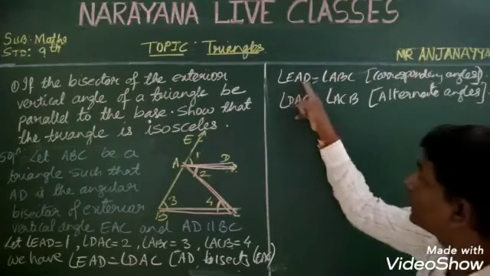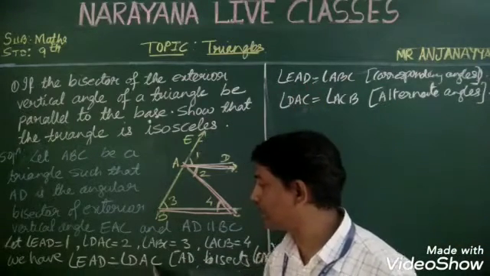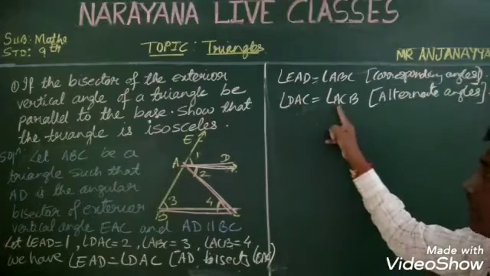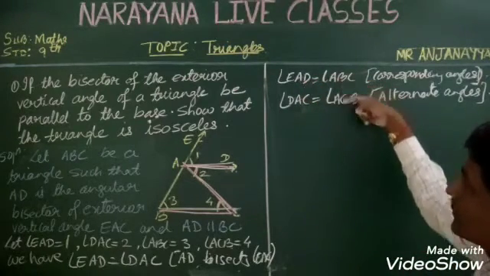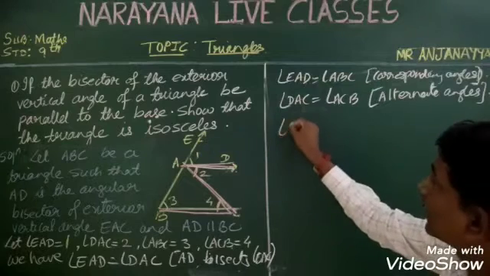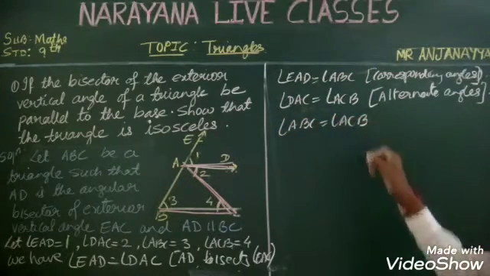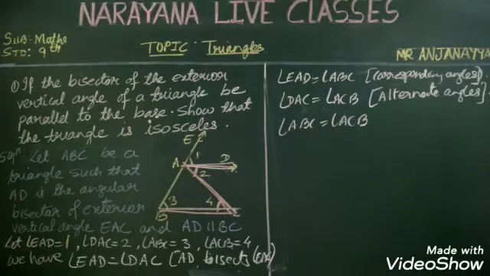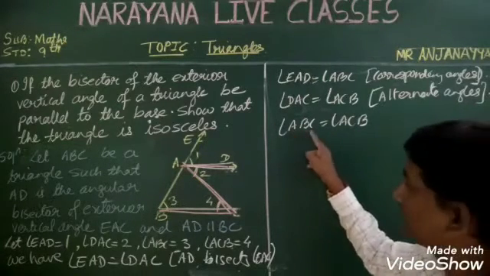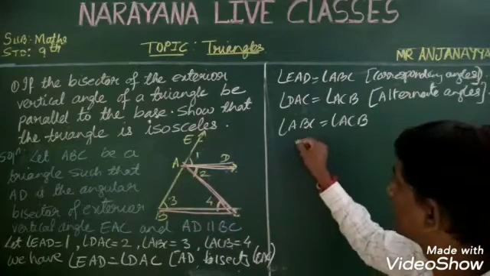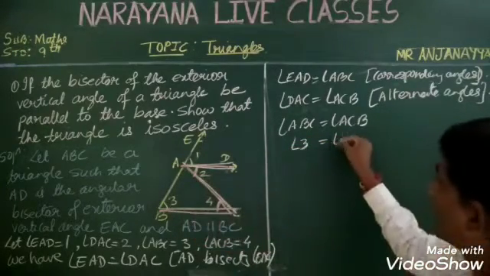Now what do you know? EAD is equal to DAC. We have already shown that EAD is equal to DAC from the first, correct? That means your LHS is equal, so your RHS will be equal. What is my RHS? RHS is ABC is equal to ACB. Now if you see this, which is this angle? ABC. ABC is angle 3, correct? And what is angle ACB? ACB is angle 4.